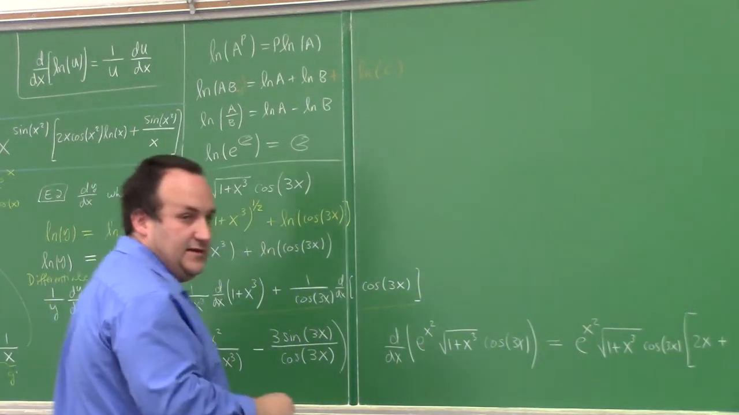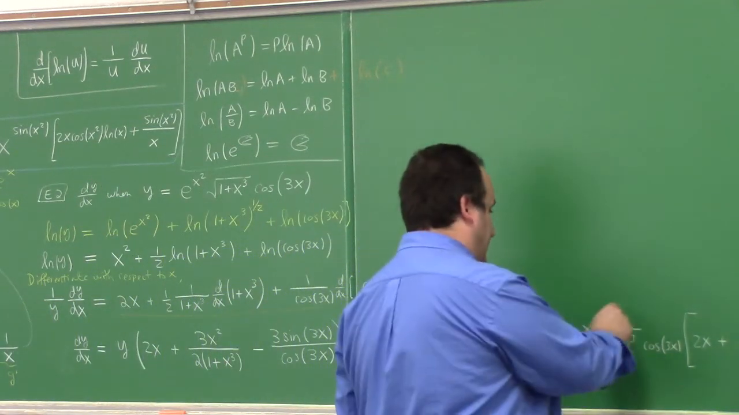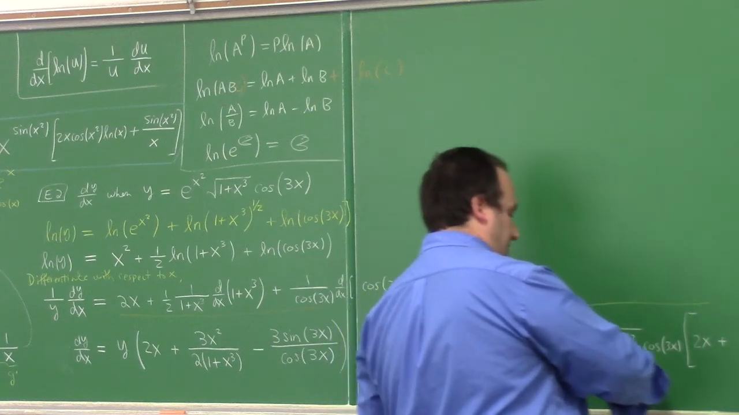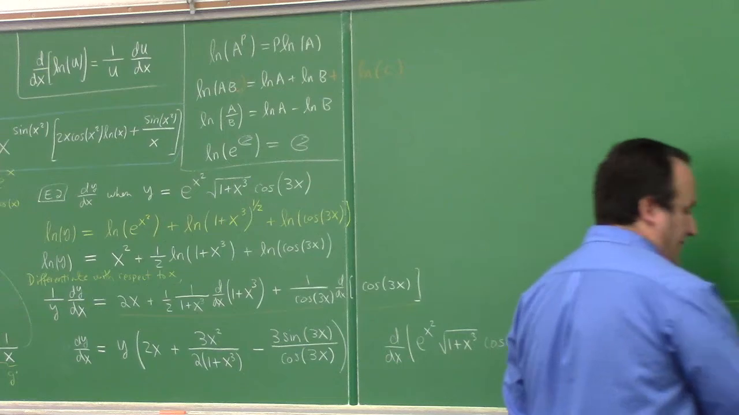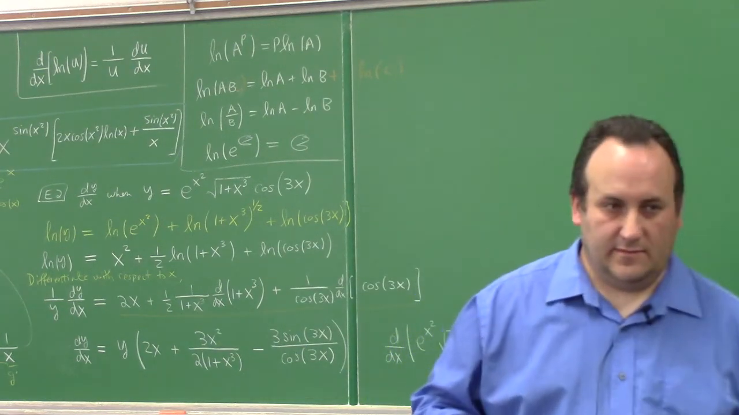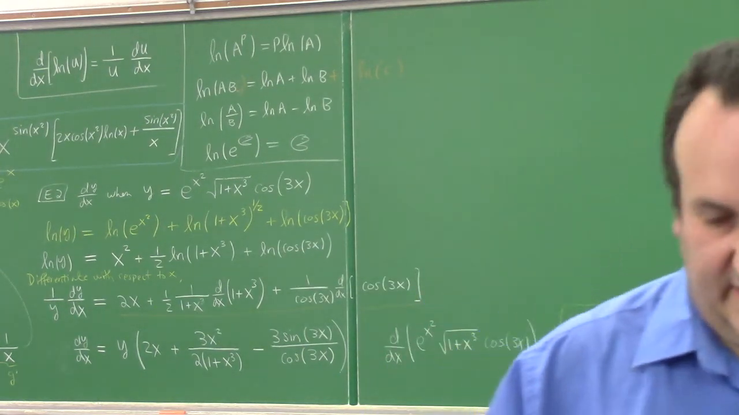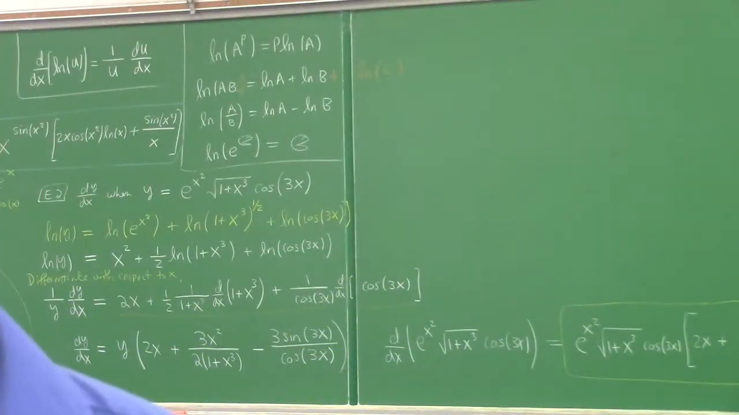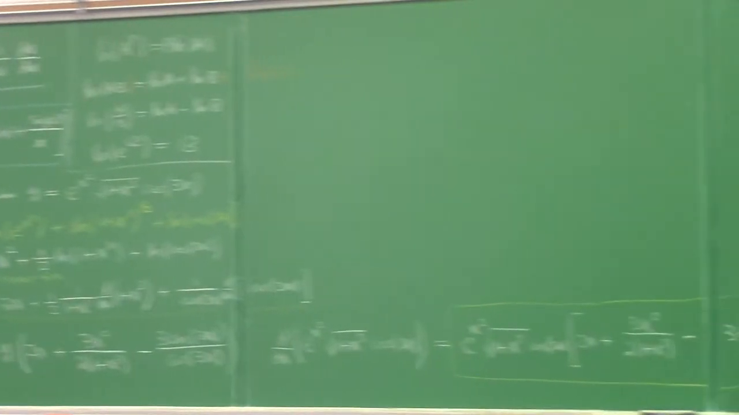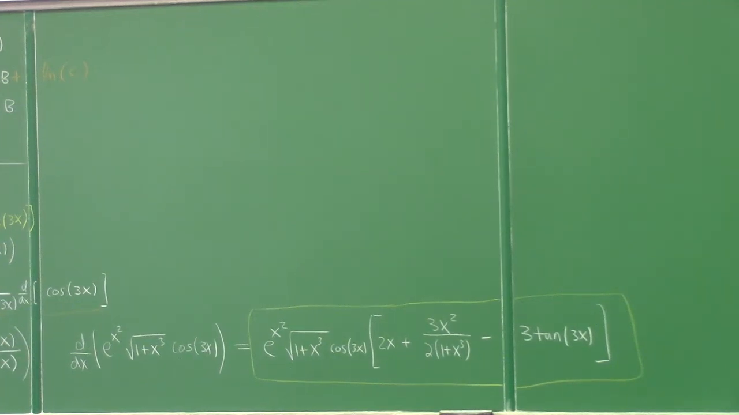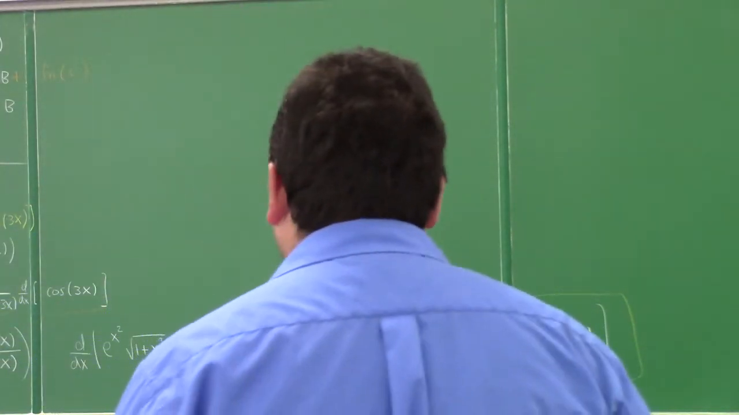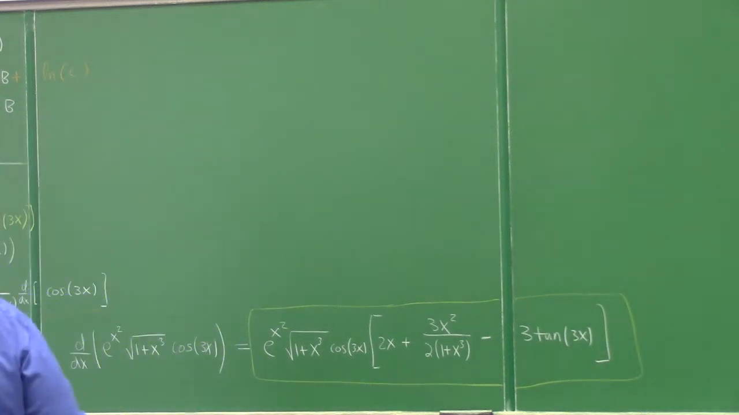This is the technique of logarithmic differentiation. It allows us to take on products of multiple things and break them up into a sum, because that's the property of logarithm. The logarithm of a product is a sum of the logs. That's one of the powers of the logarithm. Any questions?